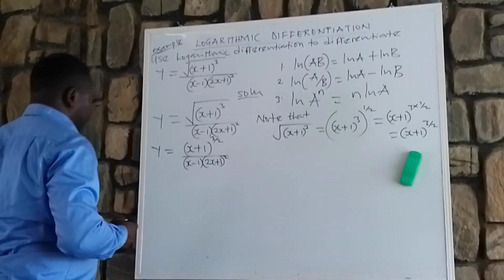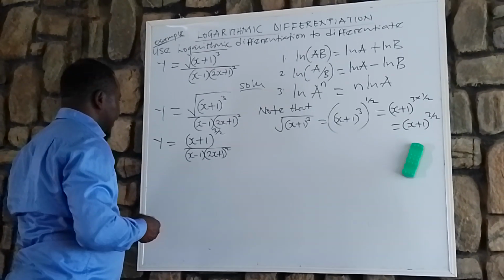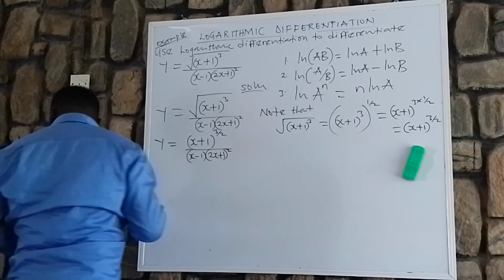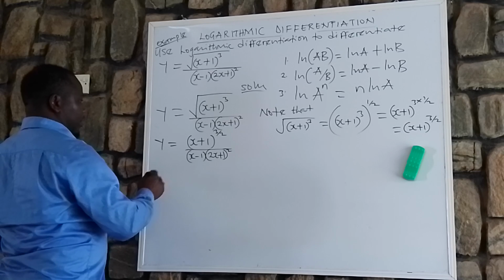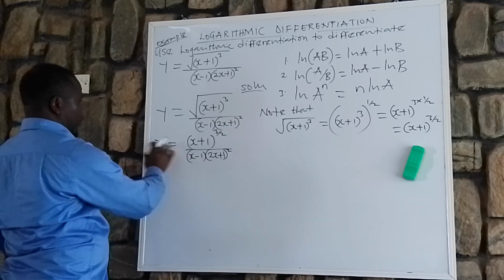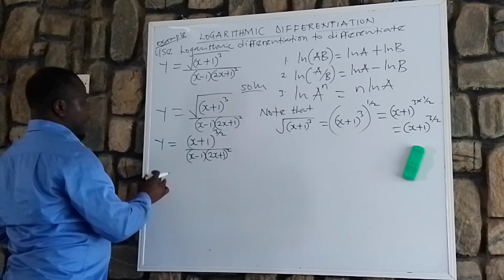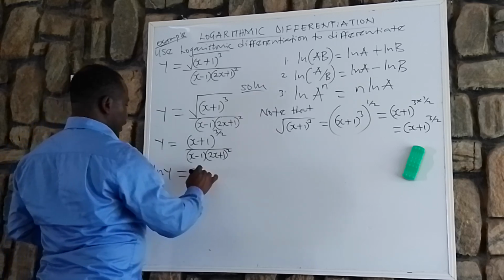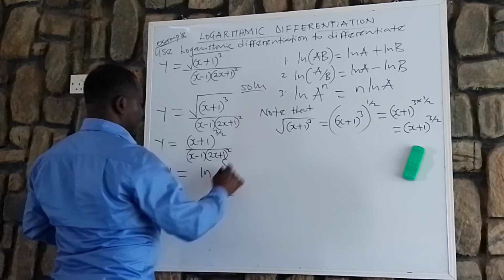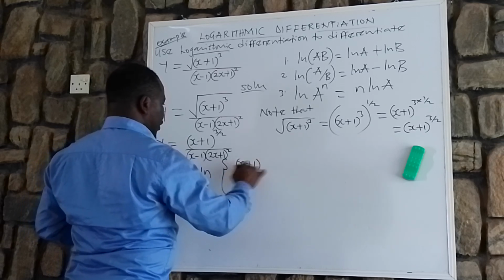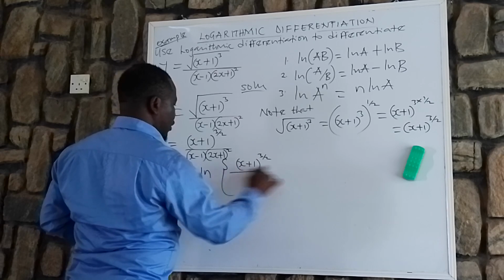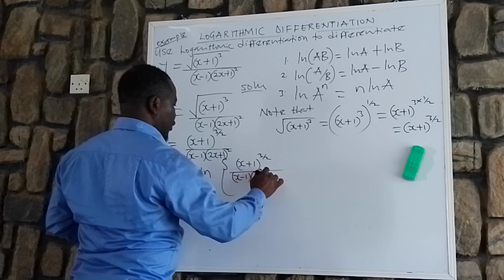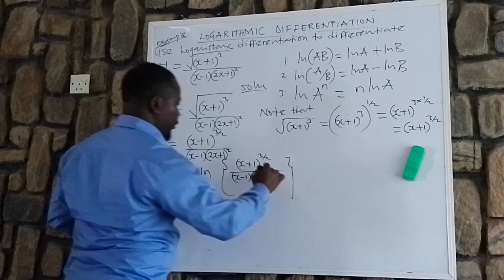So let's look at it this way. What we will do here is take logarithm on both sides. Let us take logarithm on both sides. If we take logarithm on both sides, this implies that ln y is equal to ln of (x + 1) raised to the power of 3 over 2, all over (x - 1)(2x + 1) raised to the power of 2.